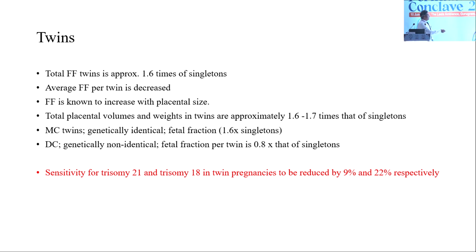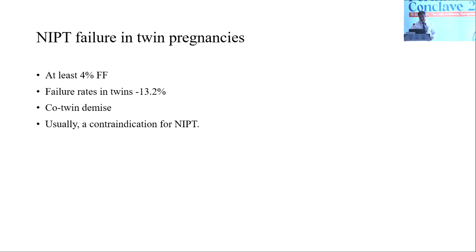Third thing is this: you have to always reduce 10% from whatever is the sensitivity of the NIPT in singletons. I'll come back to this again. Whatever the sensitivity of the NIPT, whether somebody is telling you 90% or 99% for a singleton baby, whenever we are dealing with twins, we have to reduce 10% from it, right? So it gets reduced by 10% and 22% when we are talking about trisomy 18 and trisomy 21.